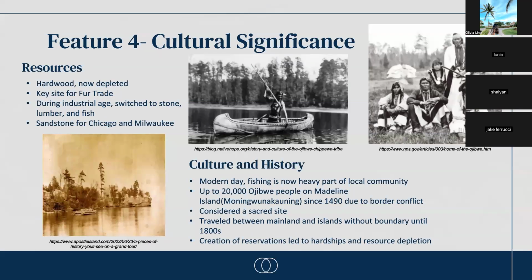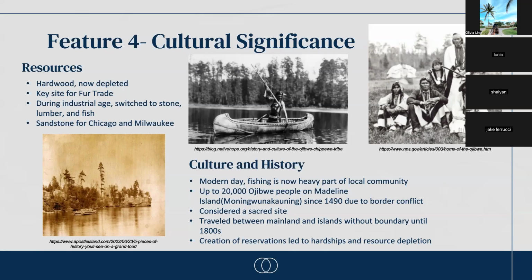As well as the geological features, there's also the cultural significance behind the area. There's a lot of different types of resources, such as hardwood, and it has a large history, being a key site in the fur trade. During the industrial age, it switched production mostly to stone. There were a lot of quarries, a lot of lumber yards, and fishing, which is still actually a core part of the community today.